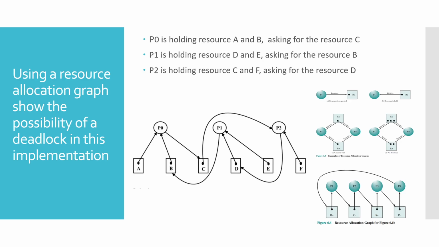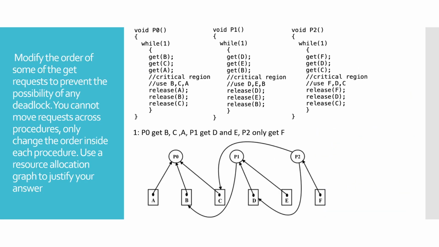So how to solve this situation? How to stop the deadlock from happening? You can just change the orders in some processes. You cannot change the process or resource between the processes. For example, here, I changed the order of the ABC resources in P0 to stop the deadlock from happening.